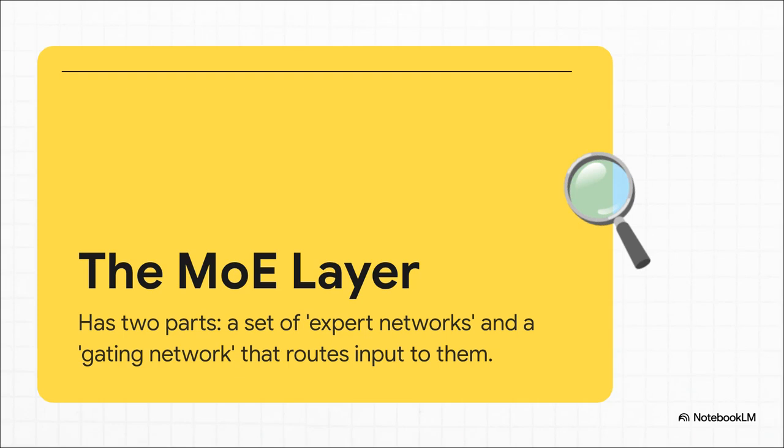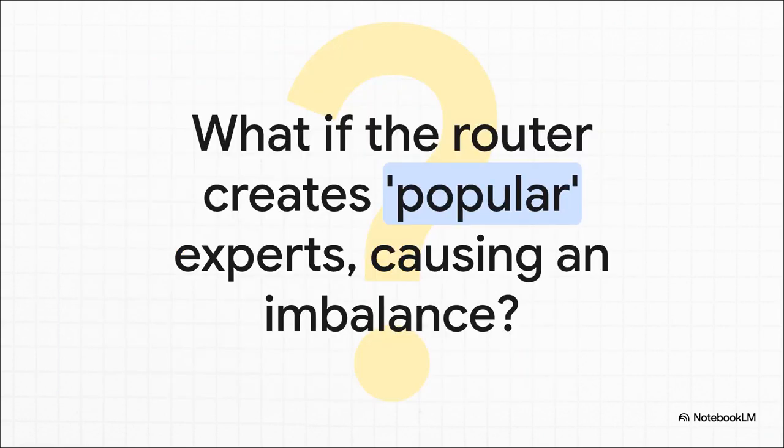So, inside a typical transformer model, you've got these things called feed-forward networks, or FFNs. What an MoE layer does is it replaces that standard FFN, and this new layer has two main parts. First, a bunch of experts, which are really just smaller FFNs themselves. And second, that super important gating network we just talked about, the router that sends the data where it needs to go.